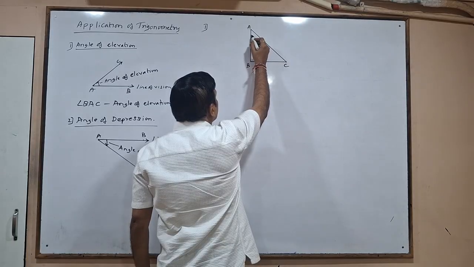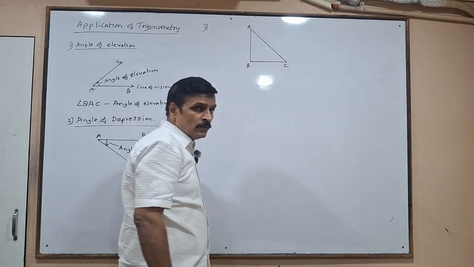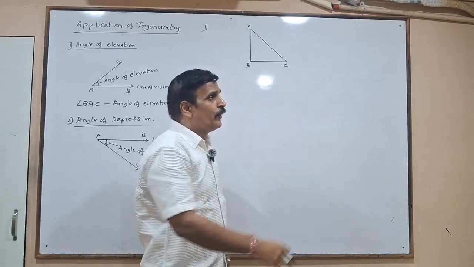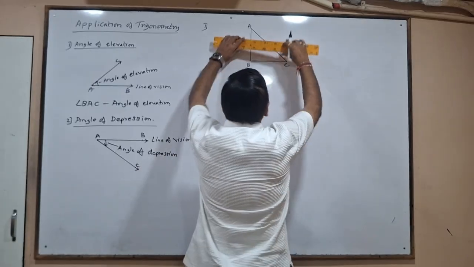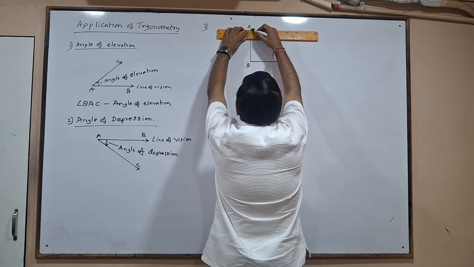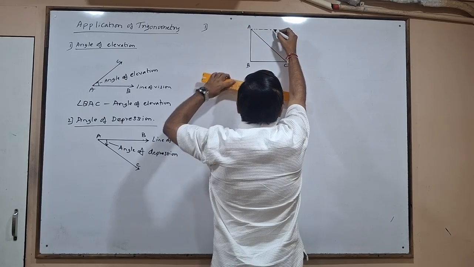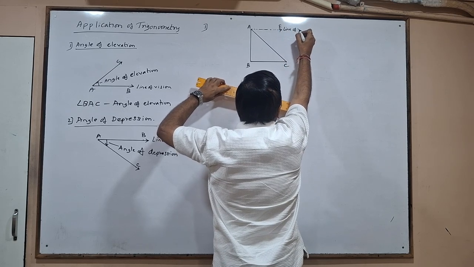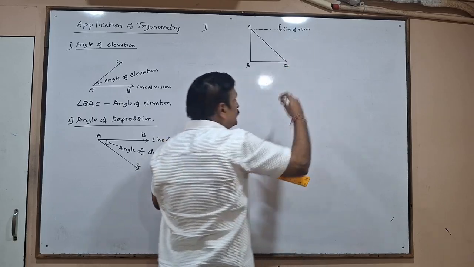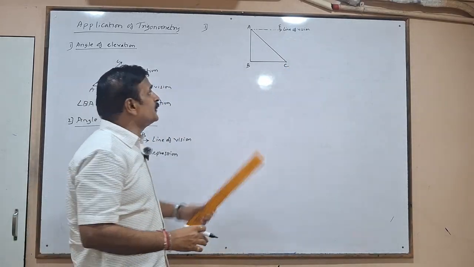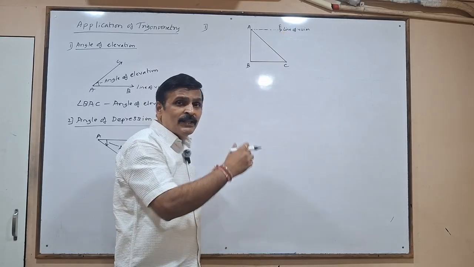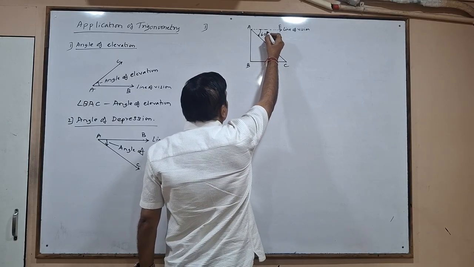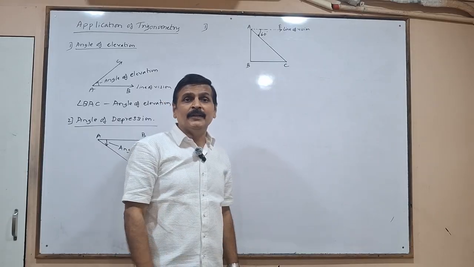If you mark this as 60 degree, then it is wrong, because that angle is not with respect to line of vision. For an observer standing at point A, first I will have to draw line of vision. This is line of vision. Line of vision is always a horizontal line. Now with respect to this line of vision, that observer is making an angle of 60 degree. So this angle will be 60 degree as per the given data.